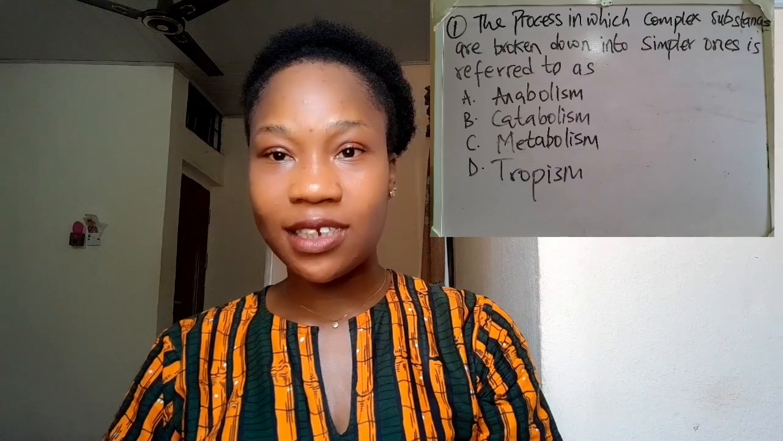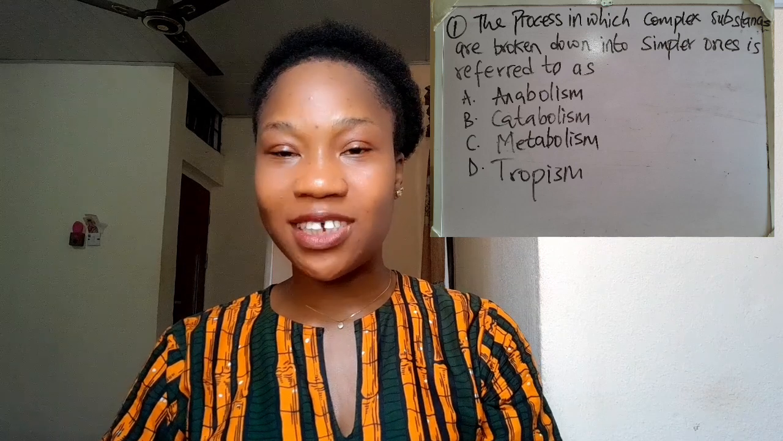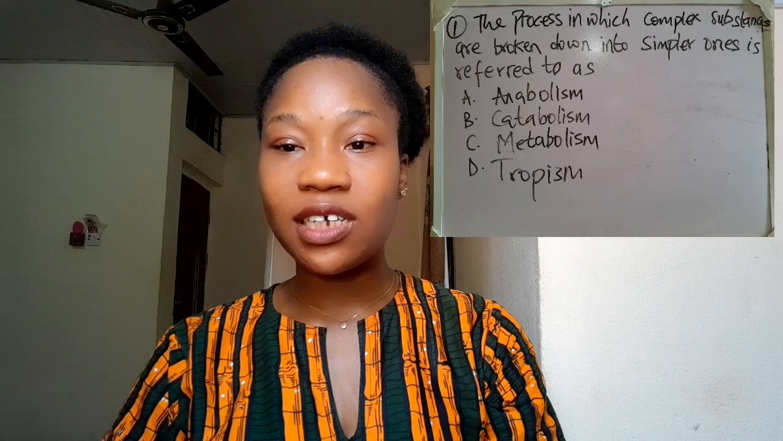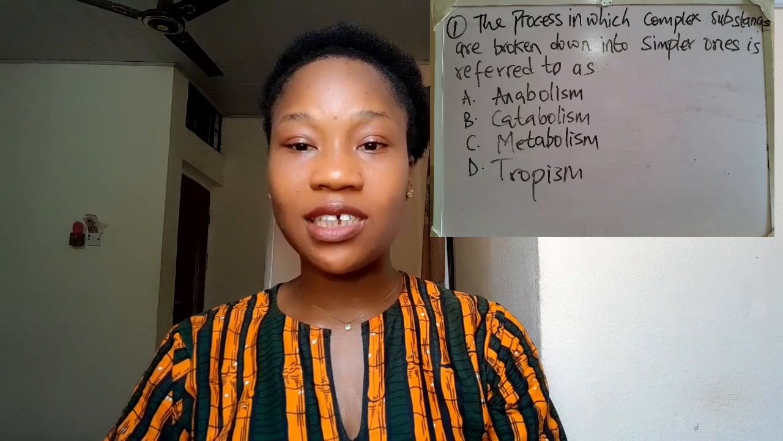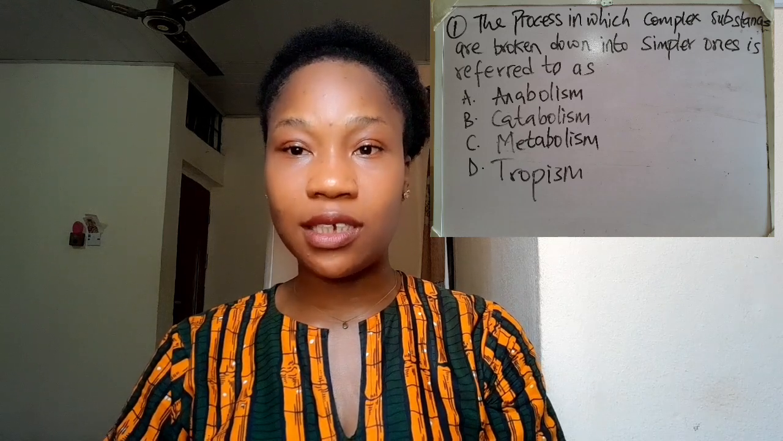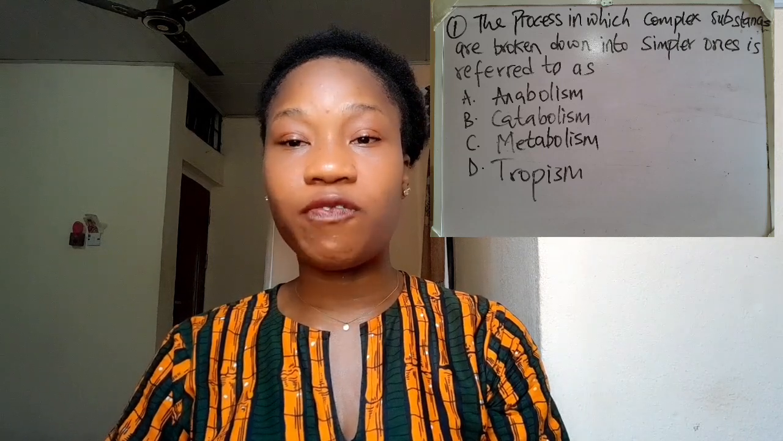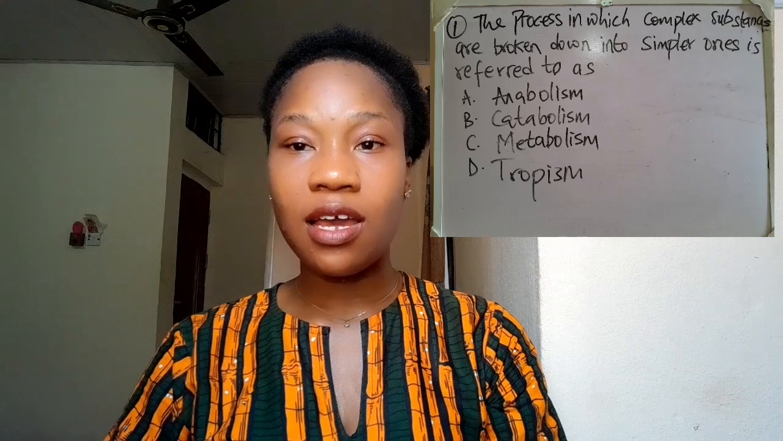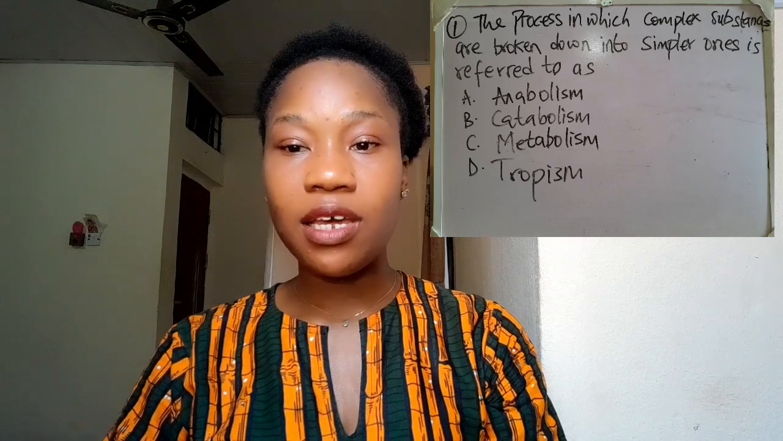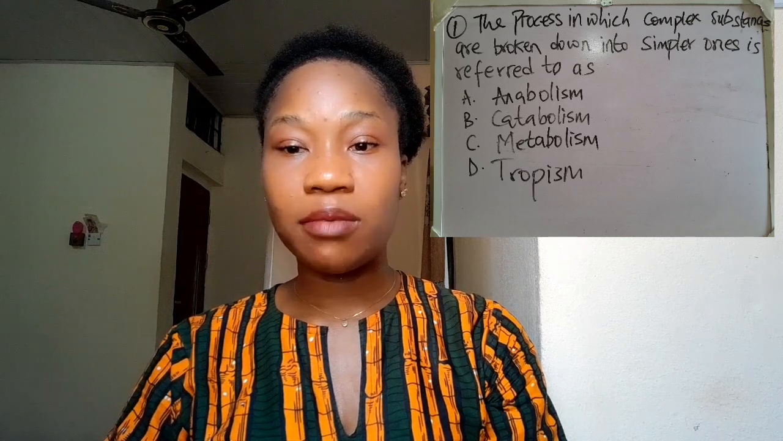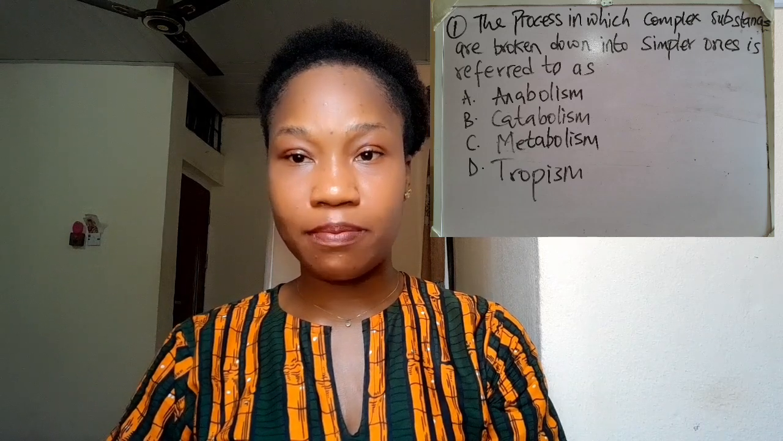All right, so question number 1. I hope you can see that on the board. Question number 1 says the process in which complex substances are broken down into simpler ones is referred to as A, anabolism, B, catabolism, C, metabolism, and D, tropism.